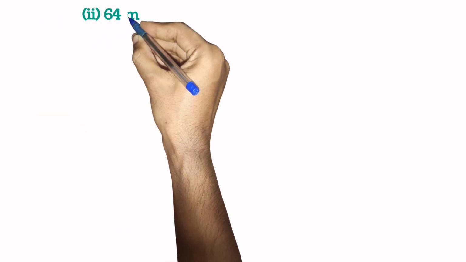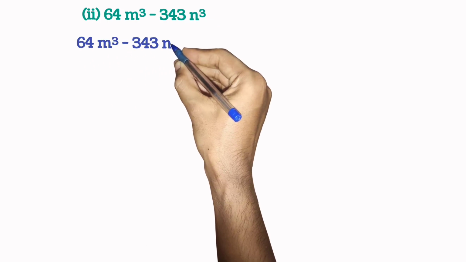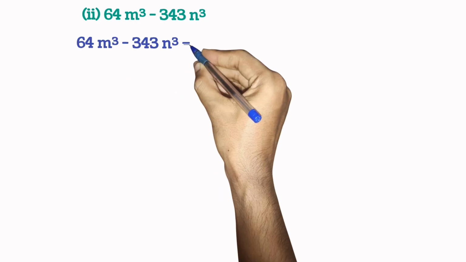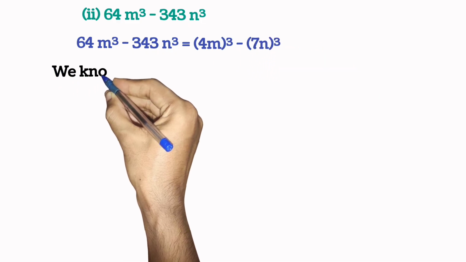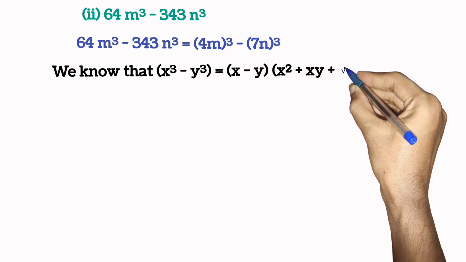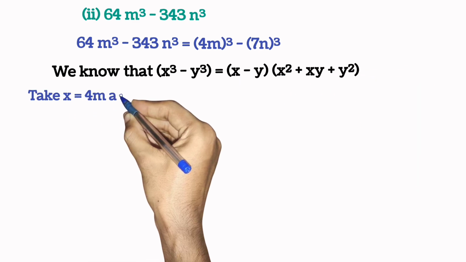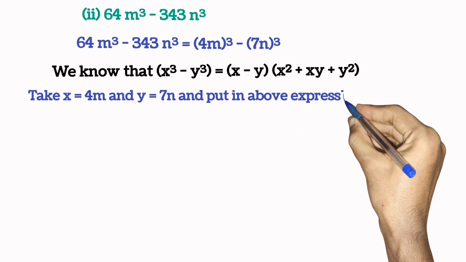Second one, that is 64m cube minus 343n cube. It can be written as 4m cube minus 7n cube. We know that x cube minus y cube equals x minus y into x square plus xy plus y square. Take x equal to 4m and y equal to 7n and put in the above expression.